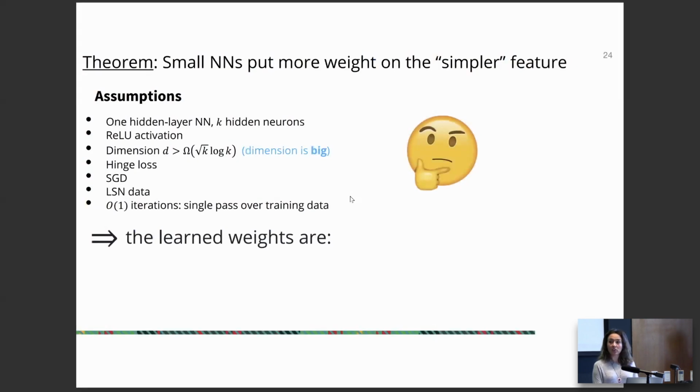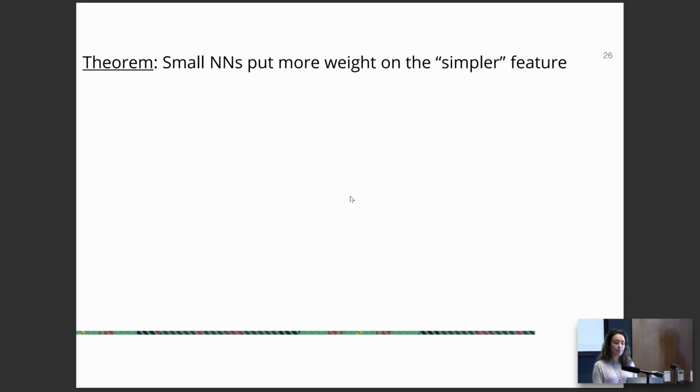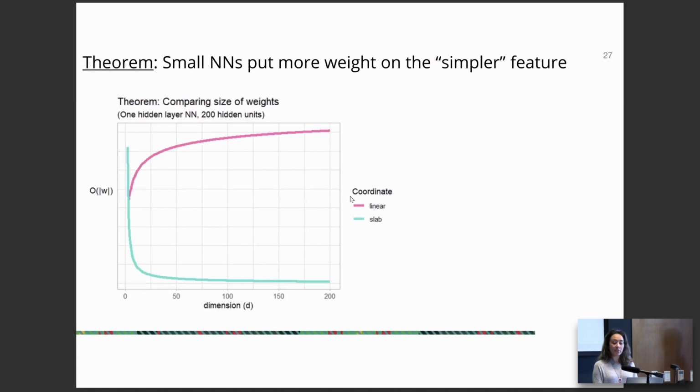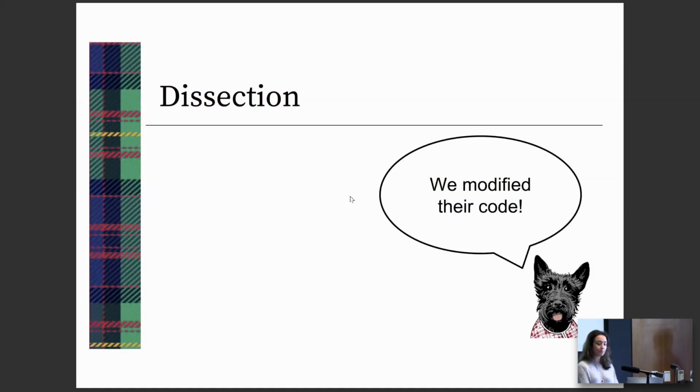Their math shows that the learned weights are the following. Let's parse this. There are three types of coordinates: linear, slab, and noise. The blue pieces are the same. The pink is what's different. The pink is positive, so the weight on the linear coordinate is larger. As dimension size increases, the weight on the linear coordinate also increases. This is what leads to the suboptimal situation we saw before. Now we'll go into the dissection of the paper.